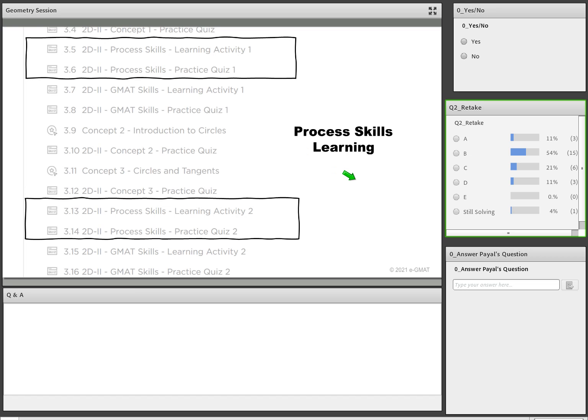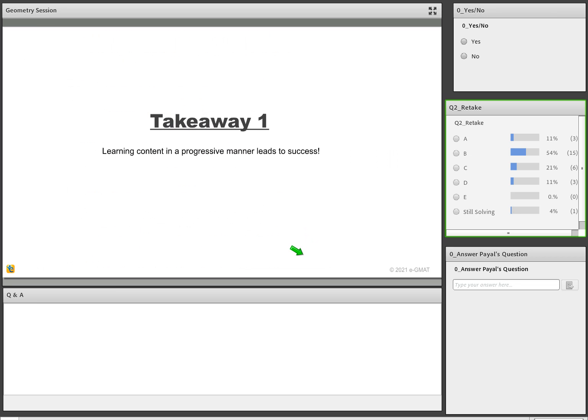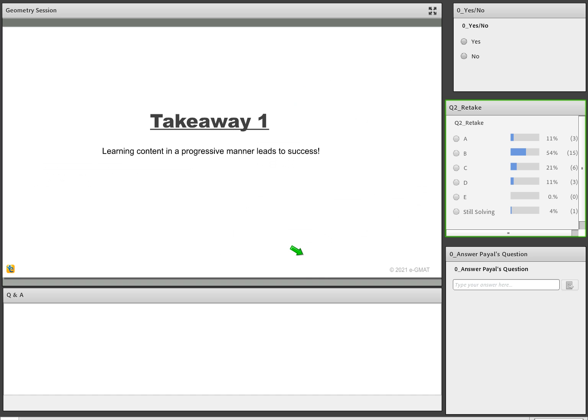Similar thing here, you learn the next set of concepts over here, and then you learn process skills. How do you apply those concepts in the context of process skills, and then you get feedback. Okay, and then GMAT skill learning. After you go through the process skills, you then apply those process skills on difficult GMAT level questions. So essentially learning content in this progressive manner, going from concepts to process to GMAT skills, exactly what we have done in this session, taking one question at a time. That's how you basically build your ability to solve GMAT level questions.